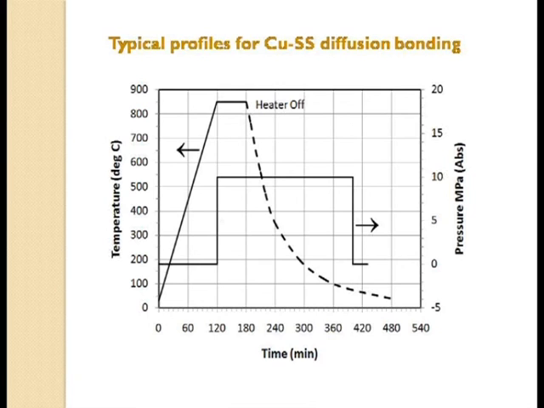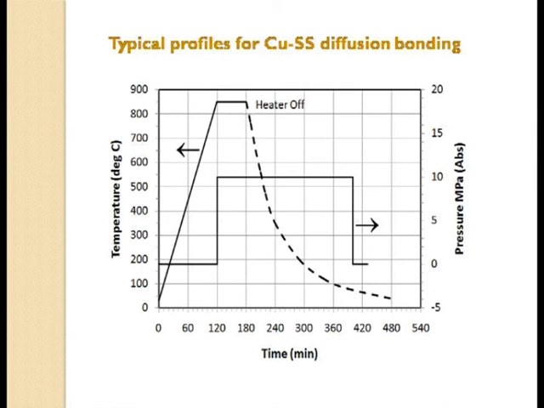Then at 850 degrees centigrade we keep it for about 1 hour, and after 1 hour we switch off the heater. Then we allow the system to cool down by itself, and you will have high vacuum during the operation, so its temperature will come down, but very slowly because you have the vacuum inside. Now from the loading point of view, you have to apply the load, then only diffusion will take place.